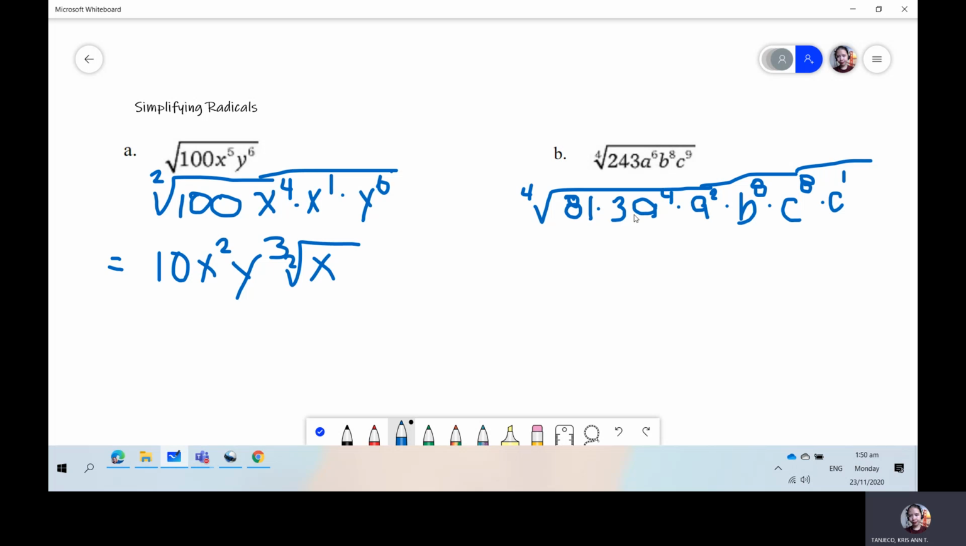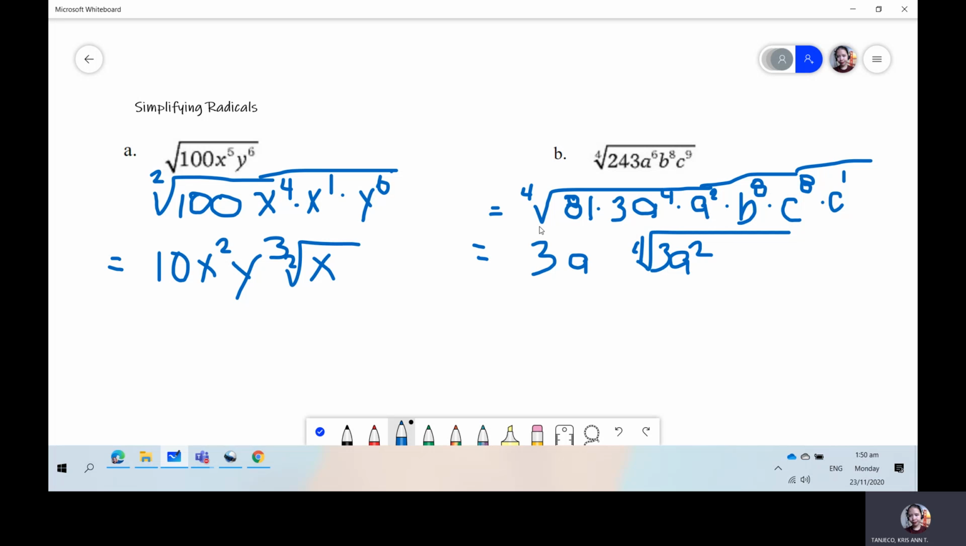And then we're going to solve for the given set of numbers. So the fourth root of 81 will be 3. A raised to the 4, or the fourth root of a raised to the 4, will be a. We are going to have here the remainder a raised to the square, and also the 3 here. That is the fourth root of that one.